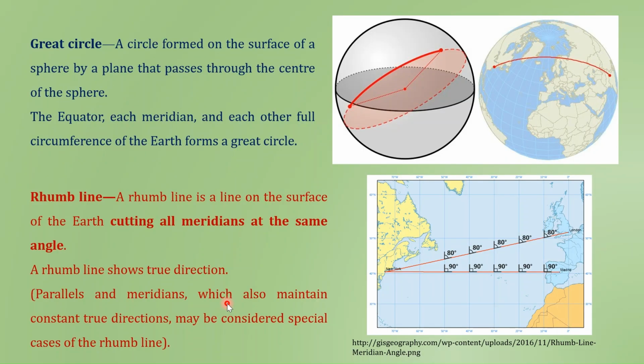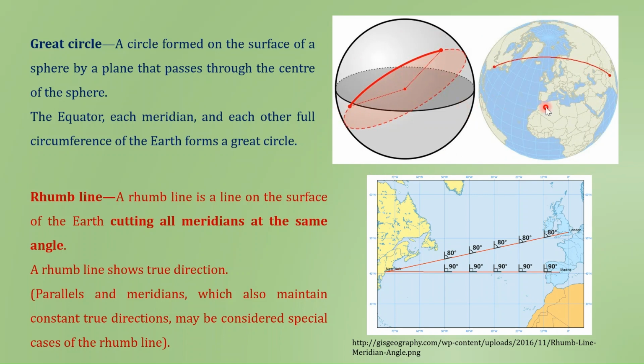When we study the maps related to equidistant projection, we come across two terms: the great circle and the rhumb line. A great circle is a circle which is formed on the surface of a sphere by a plane that passes through the center of the sphere. So we can see here any circle whose plane passes through the center of the sphere is referred to as the great circle.